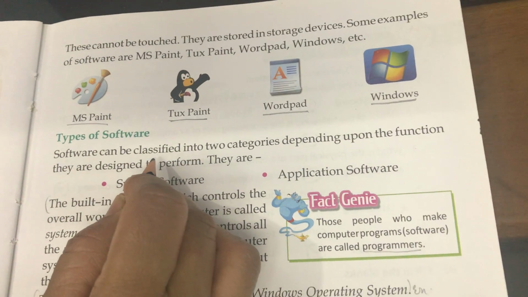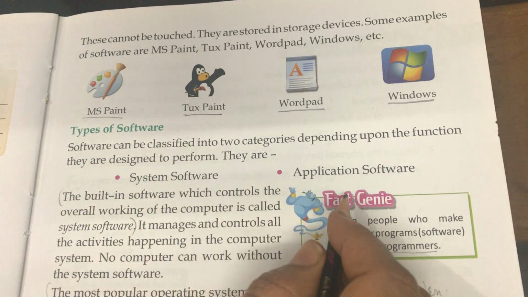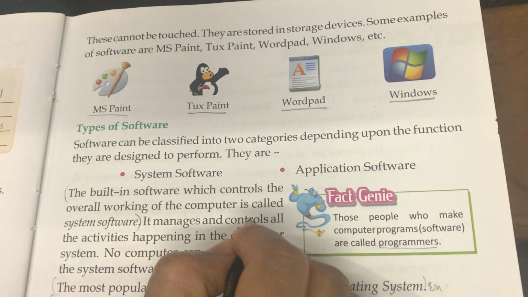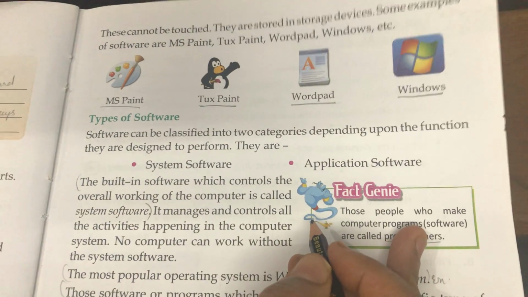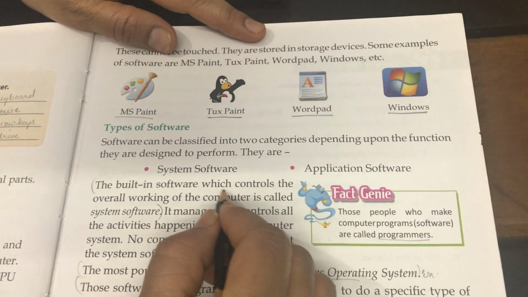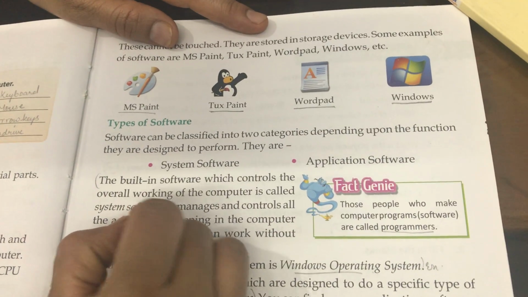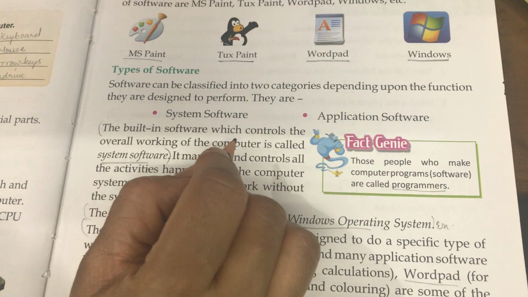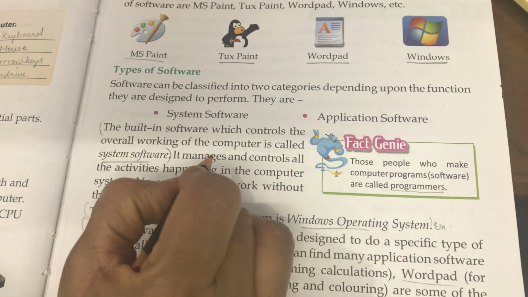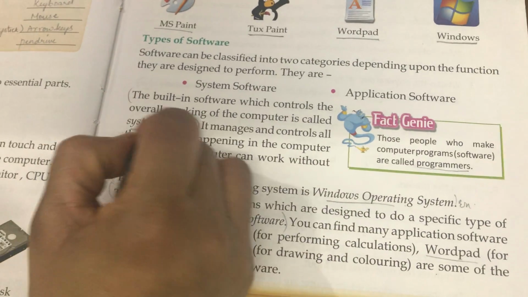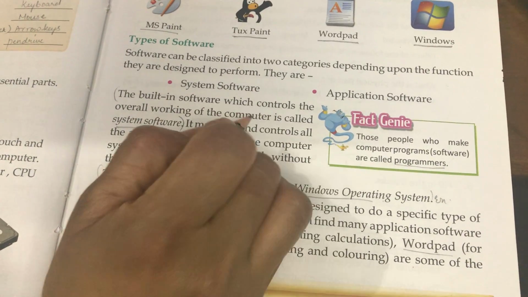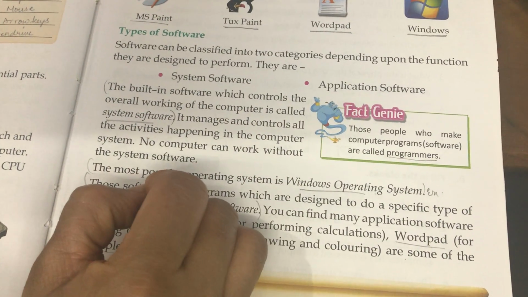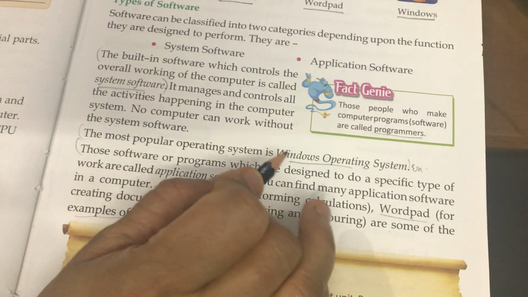What are the types of software we have? One is system software, another is application software. The built-in software which controls the overall working of the computer is called system software. For example, MS Windows, which Microsoft has developed, is system software. It is inbuilt, already installed in your computer. No computer can work without the system software.